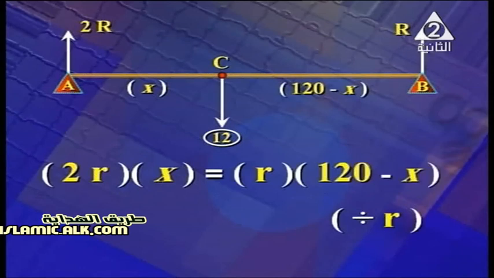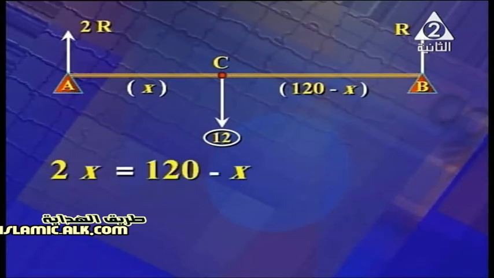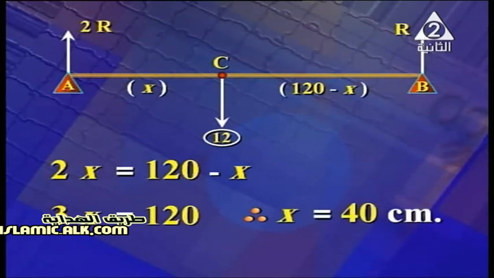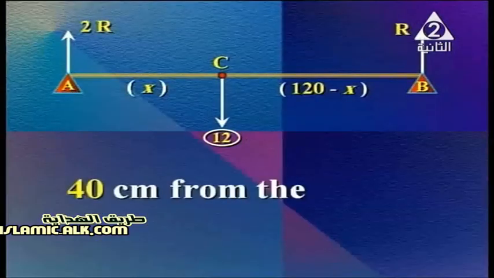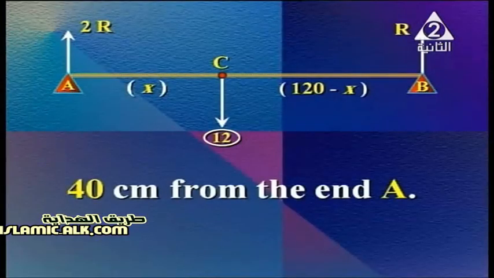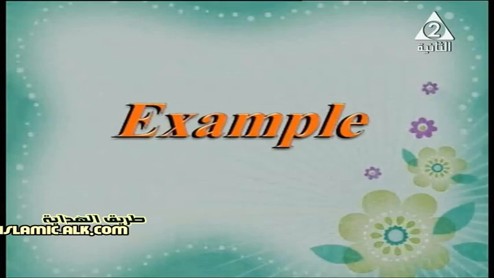2R times x equals R times (120 minus x). Therefore, to find the value of x, 3x equals 120, x equals 40 centimeters from the end A. Look at, dear student, another example.